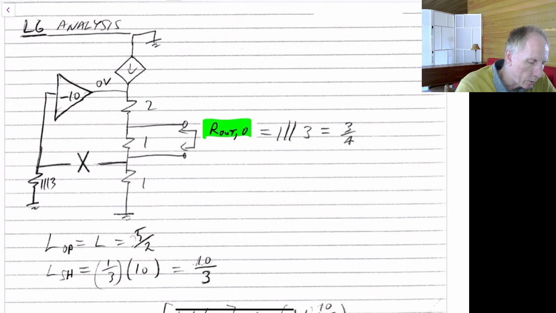What we see as usual is that this node here is 0 volts. So the port impedance is going to be 1 ohm in parallel with the impedance looking up, in series with the impedance looking down. So this goes to ground, and then the ground comes back over to the top of the 2 here. So it's 1 ohm in parallel with 3 ohms, which is 3/4 of an ohm.